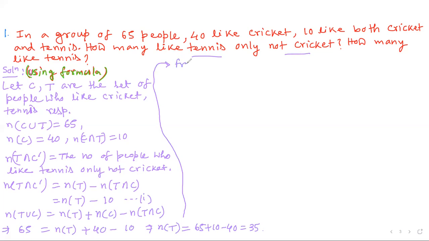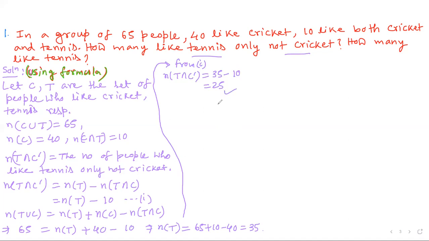Now from equation number 1, cardinal number of T intersection C complement equals cardinal number of T, we have got 35, minus 10. So the answer is 25. In this way, the first answer we have got, the number of people who read tennis only but not cricket, is 25.